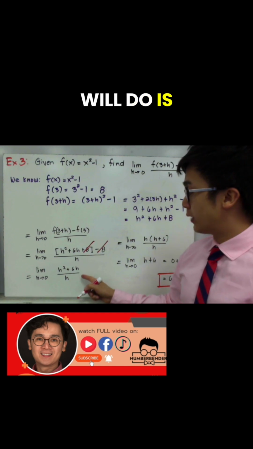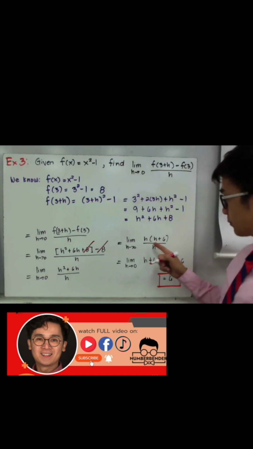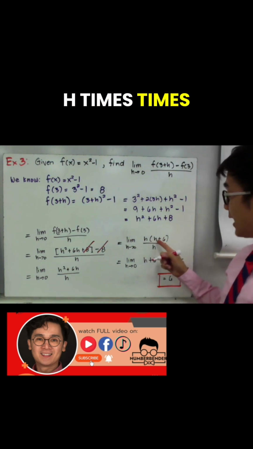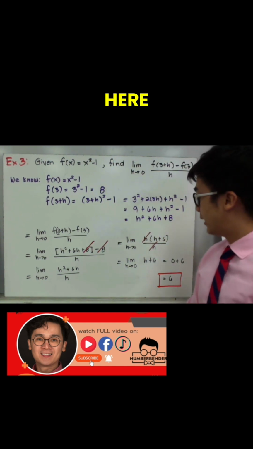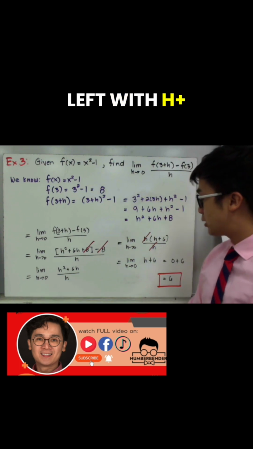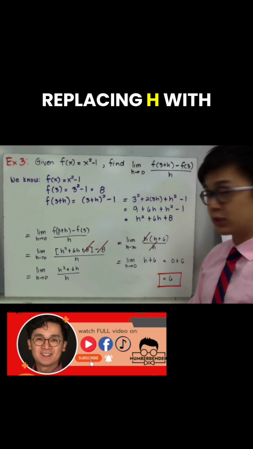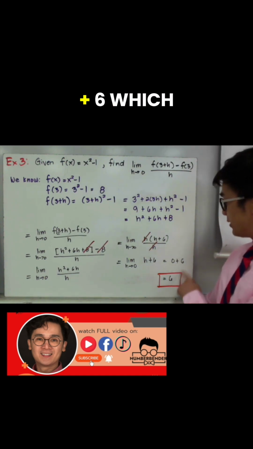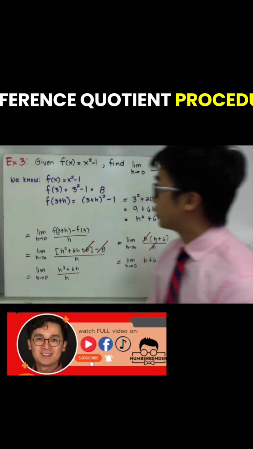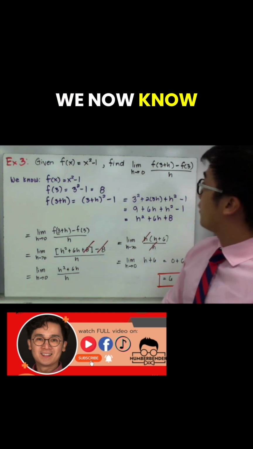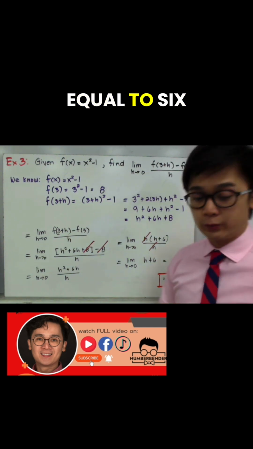So what we will do is factor the numerator, leaving us with h times h plus 6. And by canceling this term right here, we are now left with h plus 6 as h approaches 0. And by replacing h with 0, we have 0 plus 6, which is equal to 6. So by the difference quotient procedure, we now know that this particular limit as h approaches 0 is equal to 6.